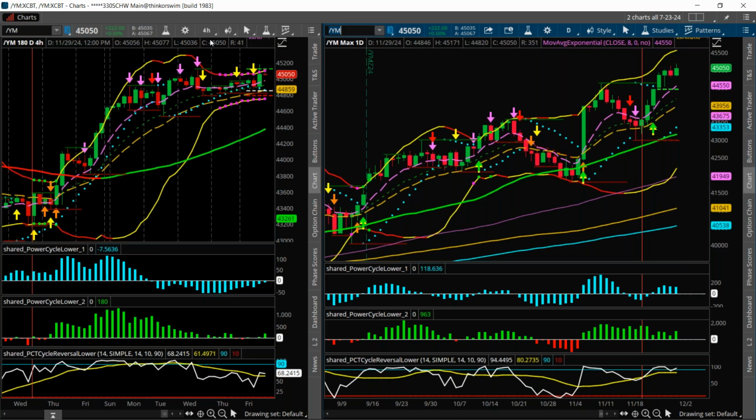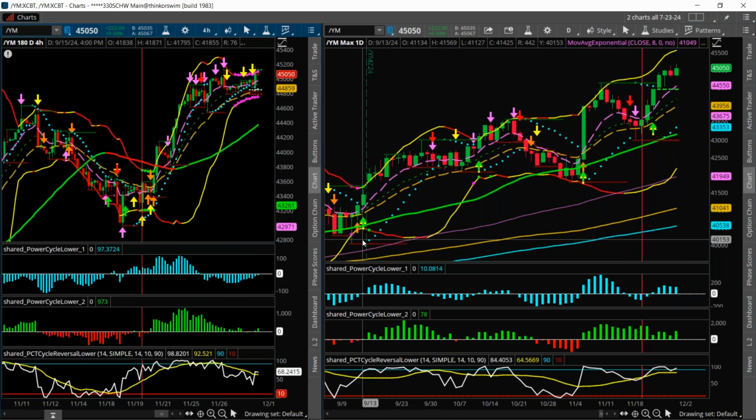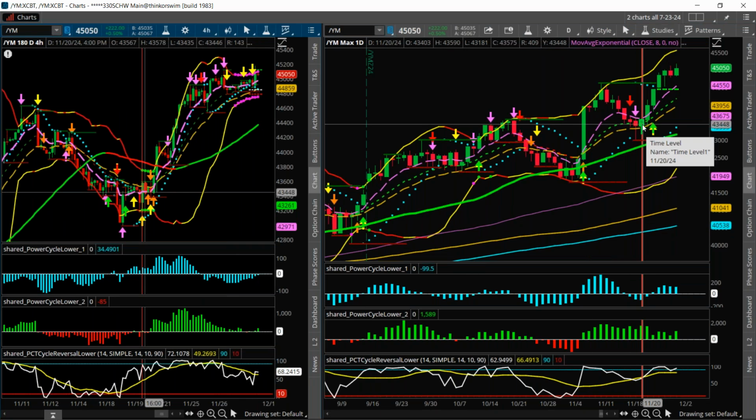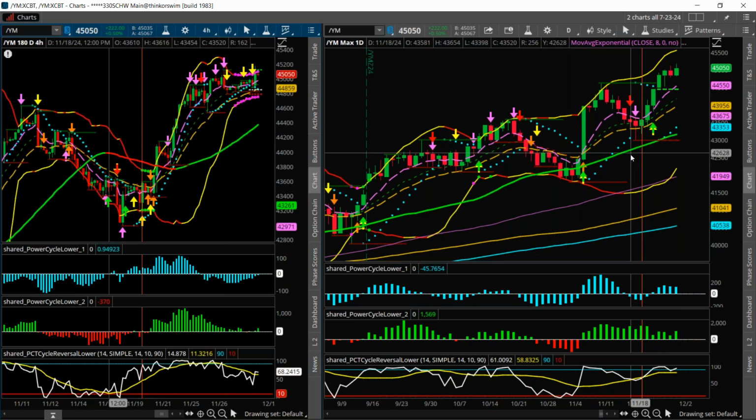So here's the 4-hour time frame. And so I like to use multiple time frames, but you can see right here, this is where the seasonal entry was. So a really good seasonal entry actually right there on the 20th. And our indicators were showing us good positive momentum. So this was actually a really good entry.